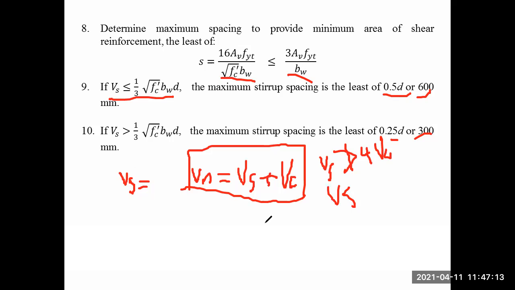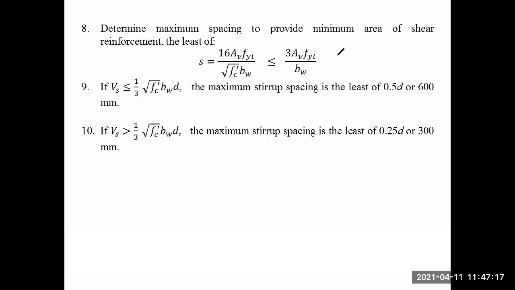But when we come to the other case, that we don't design, VS is not designed. VS is equal to 0. Theoretically, VS is equal to 0. When is that? When VU is equal to VS added to VC.